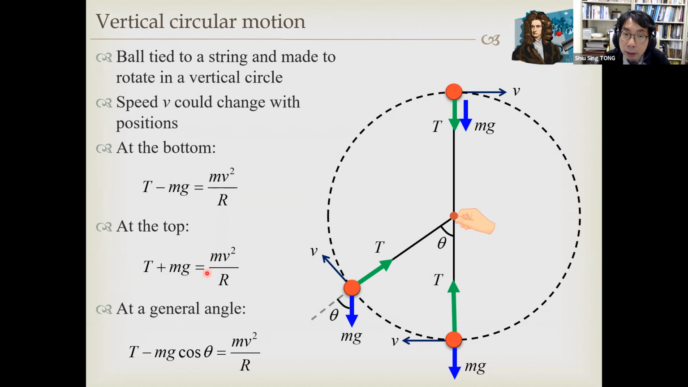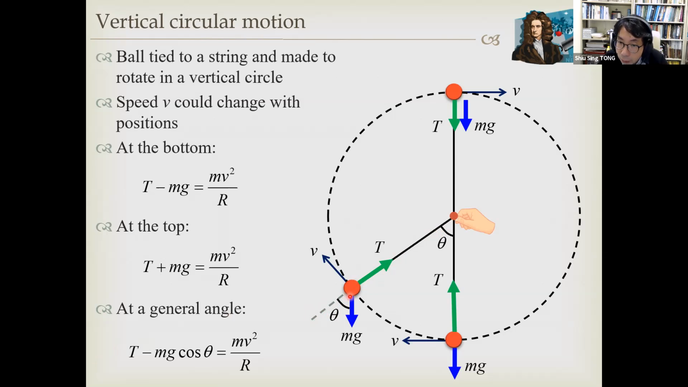Okay. Now how about at a general angle? Things are tricky because we now have to resolve the force along the string, because it is this direction that points towards the center that provides the centripetal force. So in order to find the centripetal force, you have to find the component of all the forces along this direction. T is already in this direction, so we don't have to resolve it.